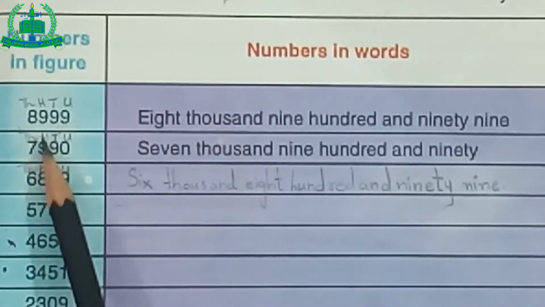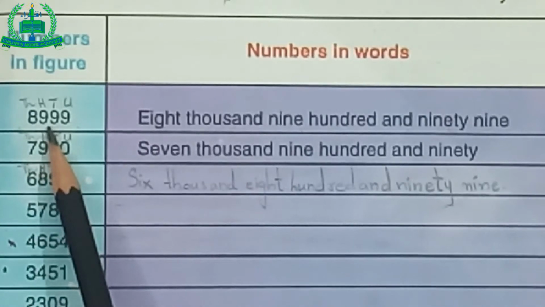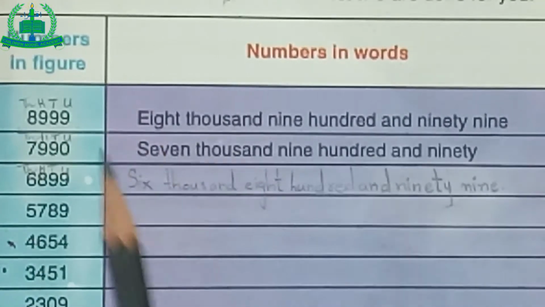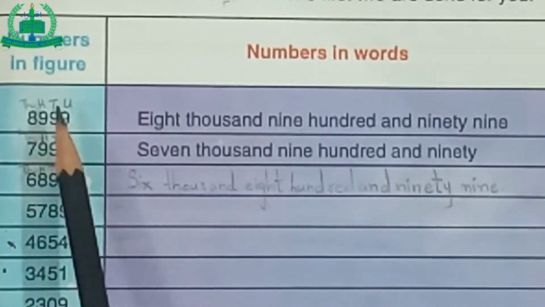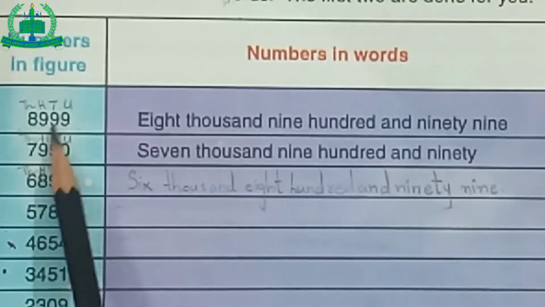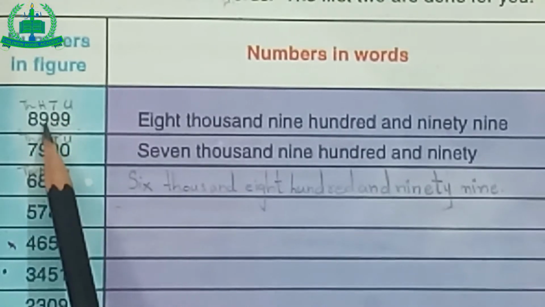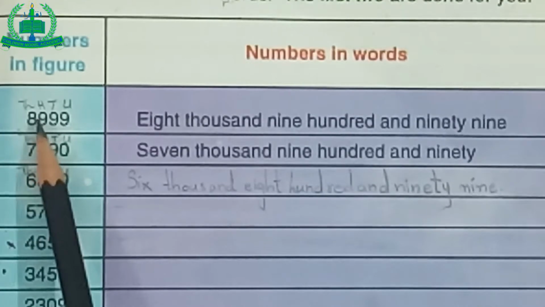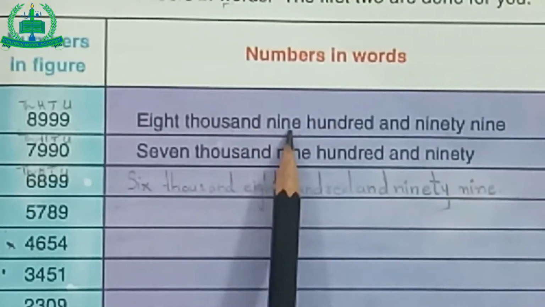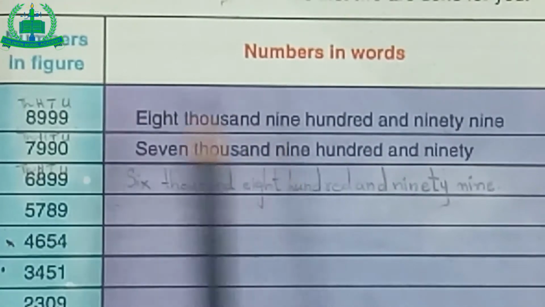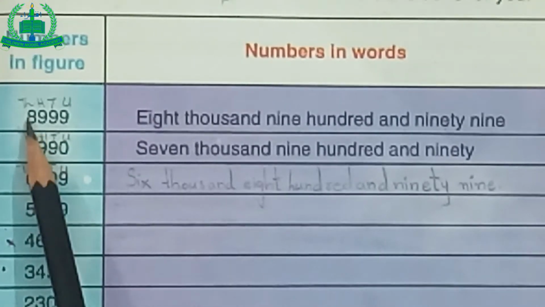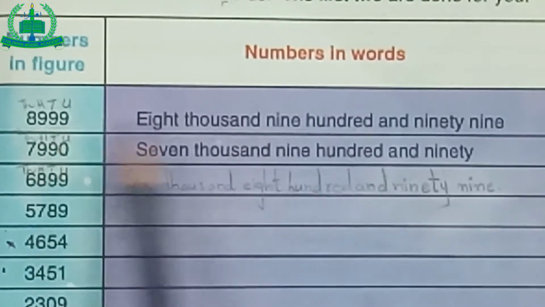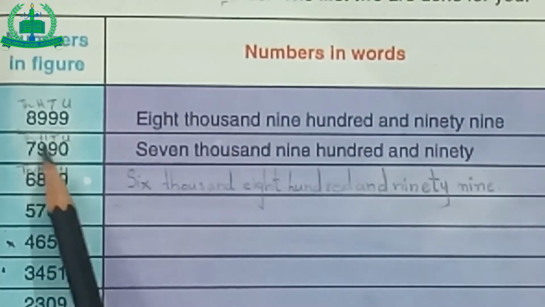The first is 8999. First you mention the place value. Start from the right hand side. 9 is unit, this 9 is 10, this 9 is 100 and 8 is 1000. Now we will convert into words. Start from the left hand side. 8999.